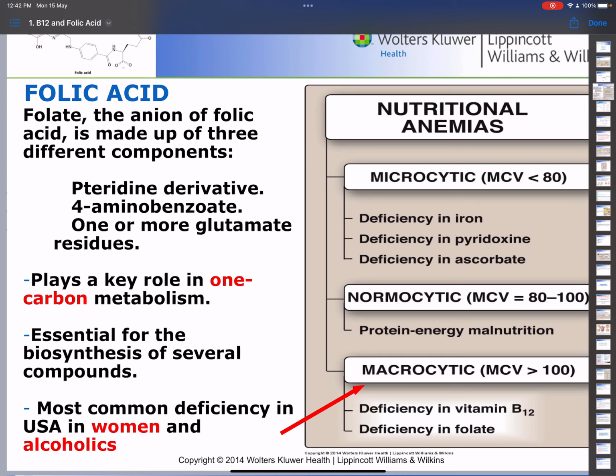It means that you are transferring carbon from one molecule to another, and it requires the presence of folic acid. And that's why it's essential for the biosynthesis of certain molecules like amino acids or purines or pyrimidines.